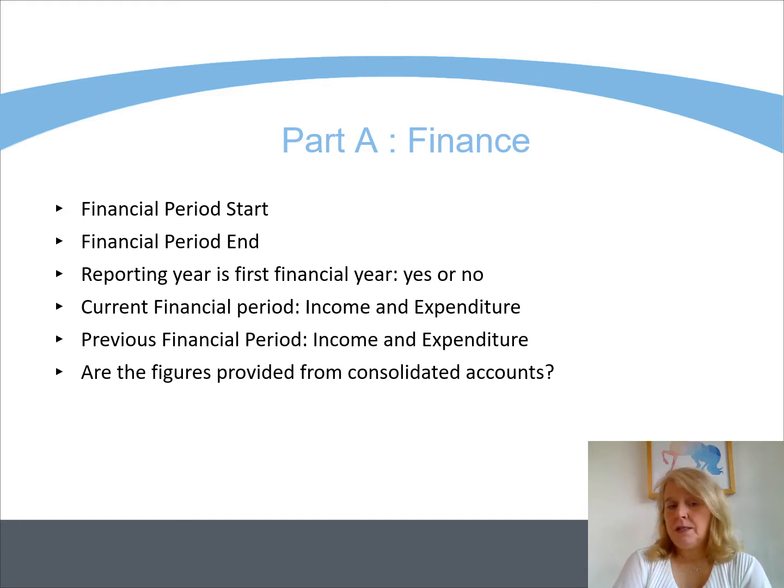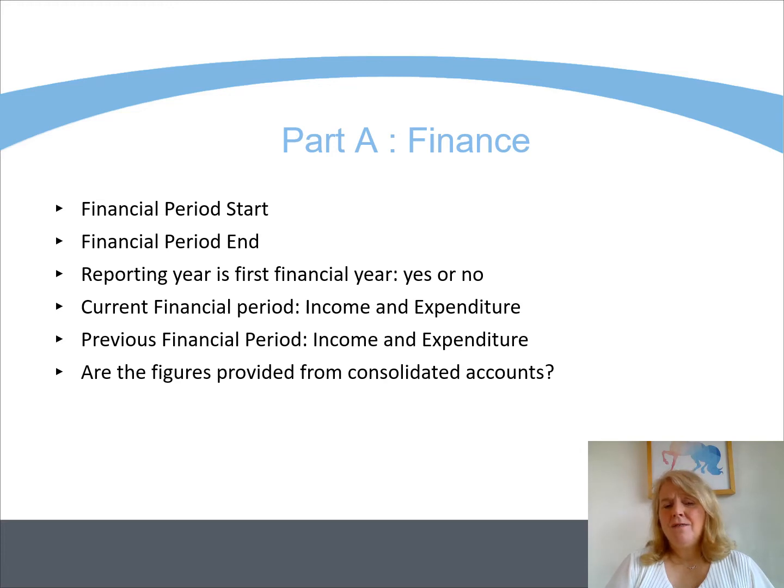You then have a tick box: is reporting year first financial year, yes or no? So if it's your first year, click yes, and if it's not your first year, click no. It then asks you for the current income and expenditure, and if you have it, the previous financial year income and expenditure. So those figures, if you put those in, those should be the same figures that appear in your trustee annual report, and obviously the same figures that appear in your accounts. So you would need to prepare those documents before you start completing this form.